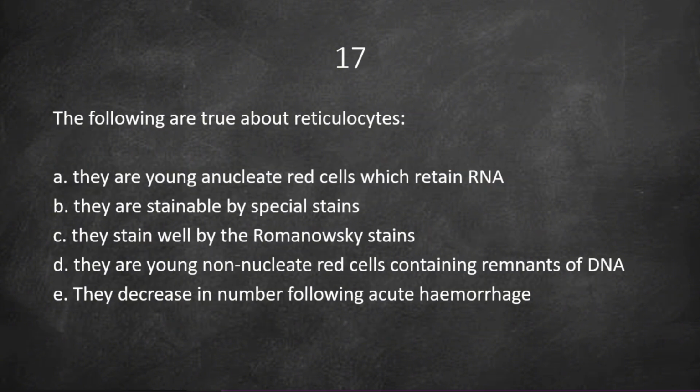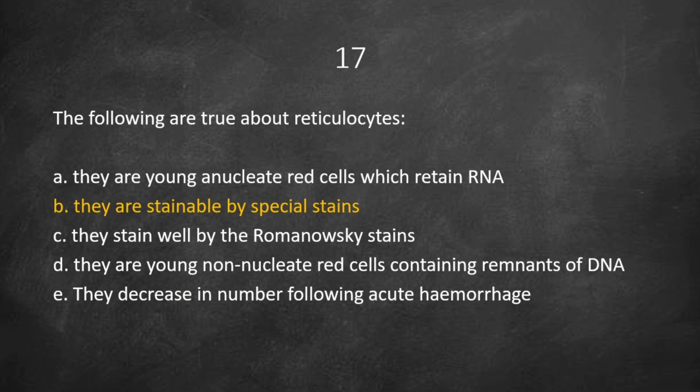Question 17, it says that the following are true about reticulocytes. A, they are young enucleated red cells which retain RNA. B, they are stainable by special stains. C, they stain well by Romanowsky stains. D, they are young nucleated red cells containing remnants of DNA. Then E, they decrease in number following acute hemorrhage. So the correct answer here is they are stainable by special stains.